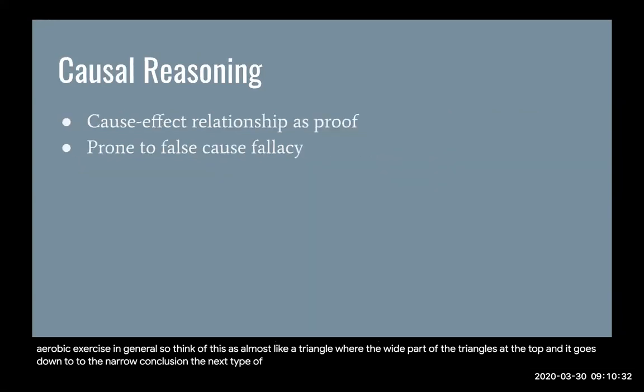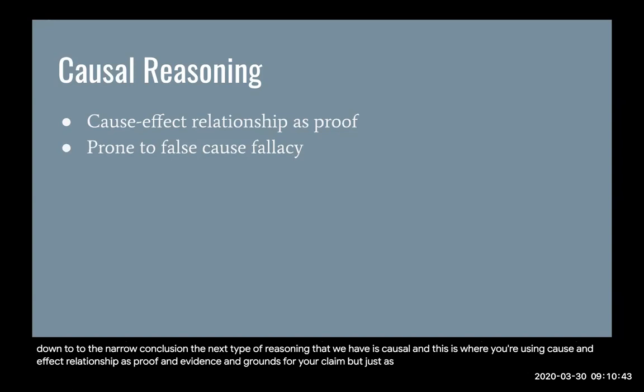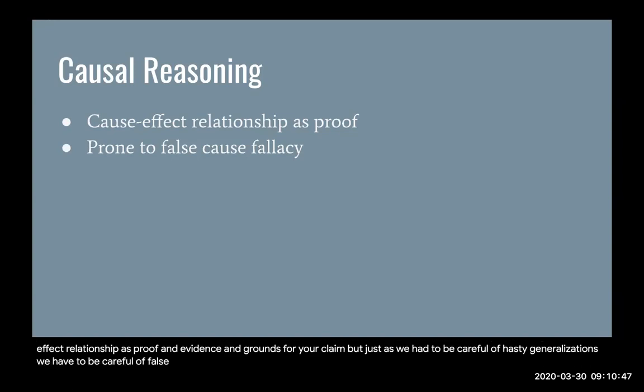The next type of reasoning that we have is causal, and this is where you're using cause and effect relationship as proof and evidence and grounds for your claim. But just as we had to be careful of hasty generalizations, we have to be careful of false cause fallacy.